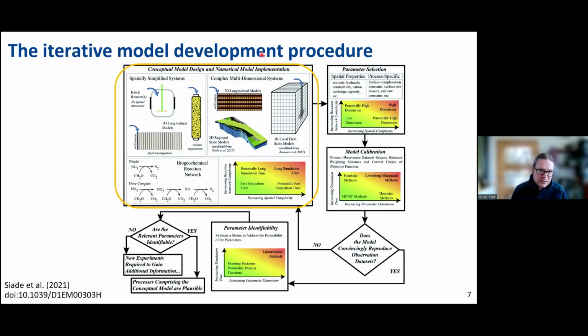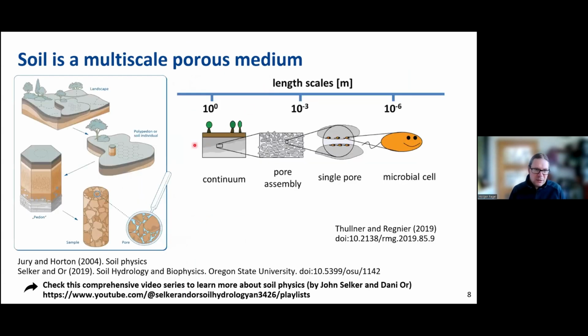And I will also not go deeply into the numerical implementation. So if you look at soils and how they are embedded in nature, you can see that soil is a multi-scale porous media. So there are processes taking place where the relevant scale is at the pore scale here. And this affects processes up to the landscape scale. And that means processes at different scales are intermingled.